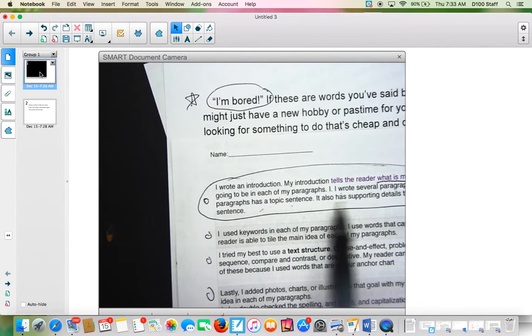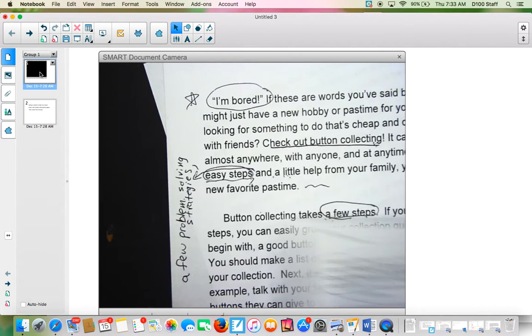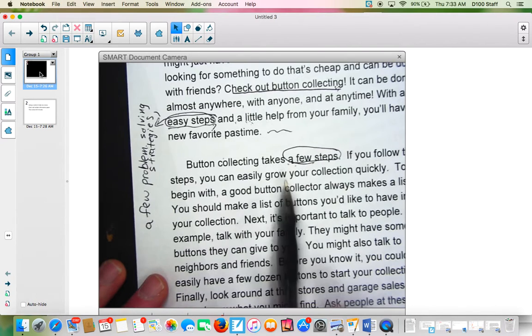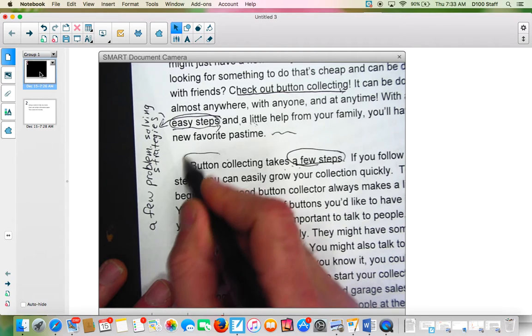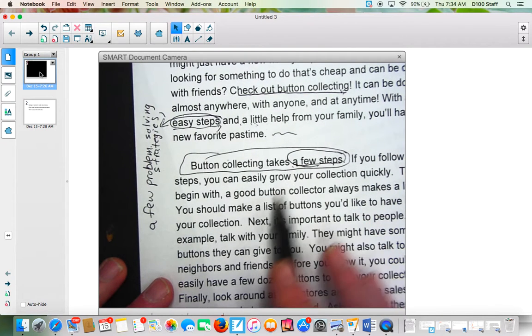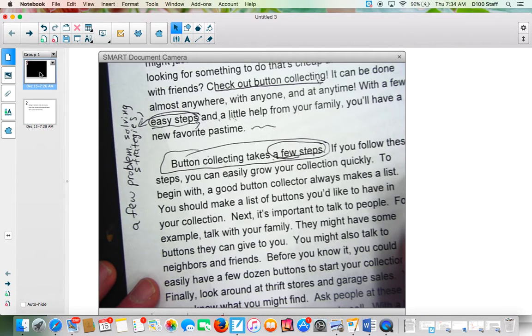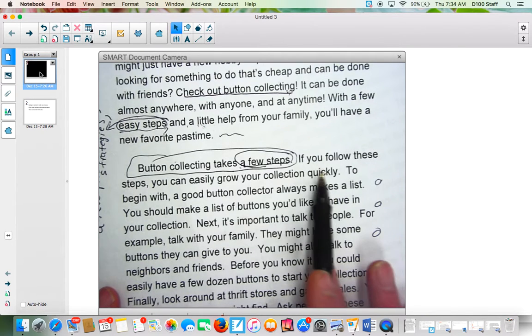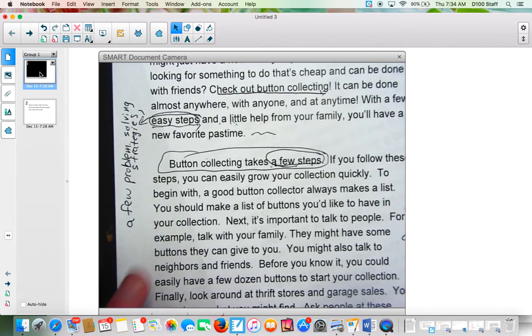Then this tells me to check for supporting details. So I have to go through each paragraph and say, few easy steps. This would be my topic. Did I mention all the bullet points here? Yes. Okay, so I get points for that. So I'm going to go through each paragraph.